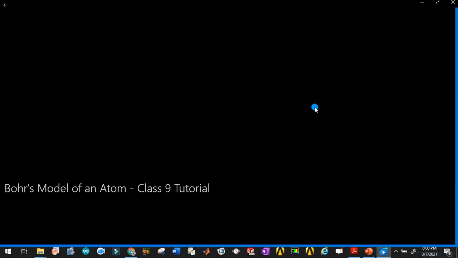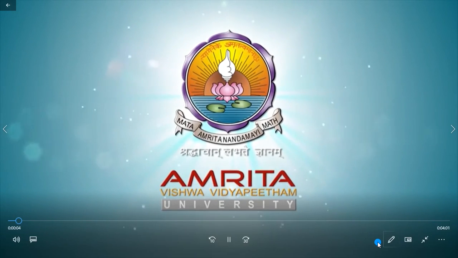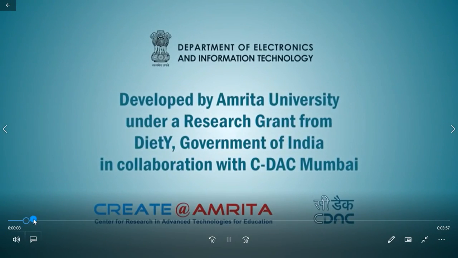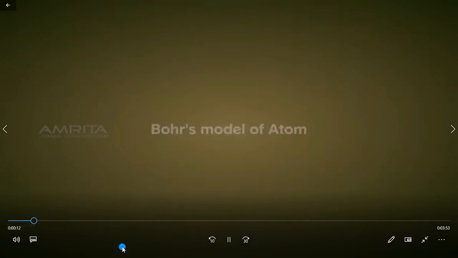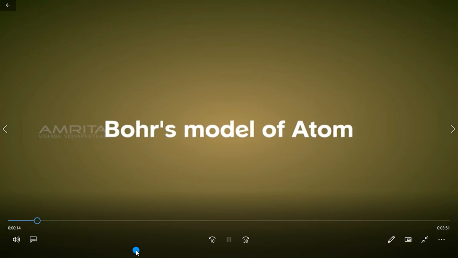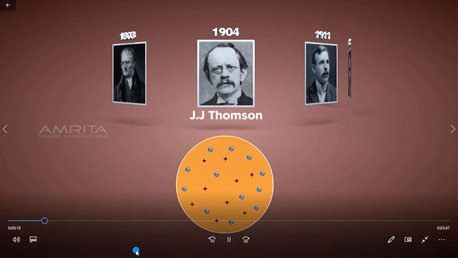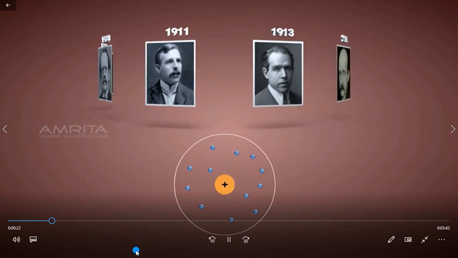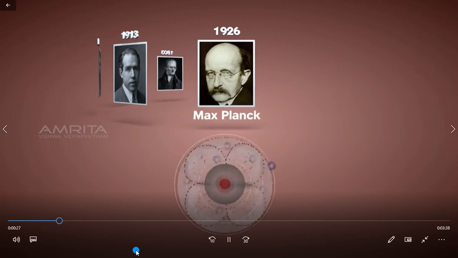Yes, we are going for Bohr's atomic model. Bohr's model of the atom. Various models of the atom have been proposed by eminent scientists over the years. These models have increased our understanding of the atomic structure.